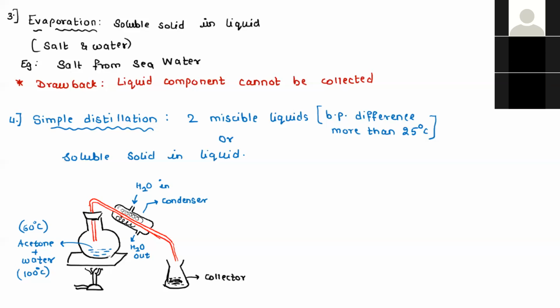If there are more than two liquids, even that can be done. But as I told you, the minimum difference should be 25 degrees Celsius. Between acetone and water, the difference is 40 degrees Celsius, so this mixture can very well be separated using simple distillation. But what if I have a mixture of maybe more than two or more than four components, all in liquid or maybe in gas? How do I separate them? Then we use a technique called fractional distillation.